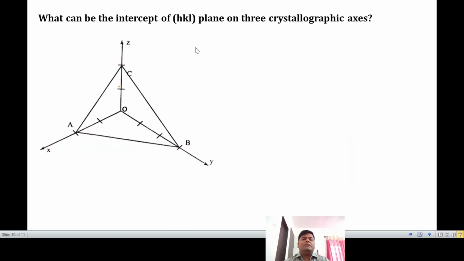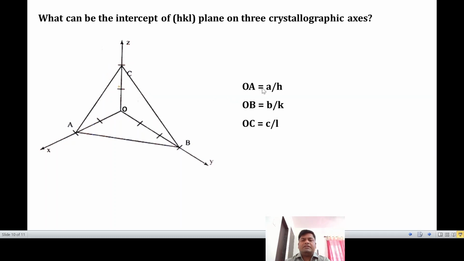Now what can be the intercept of an HKL plane? Given plane ABC is an HKL plane, which is going to cut the three crystallographic axes, having certain intercepts on them. So we have to find out the distances OA, OB and OC along the three crystallographic axes, which is nothing but the intercept made by this HKL plane on the three axes. So OA will be a upon h, OB will be b upon k, and OC will be c upon l.